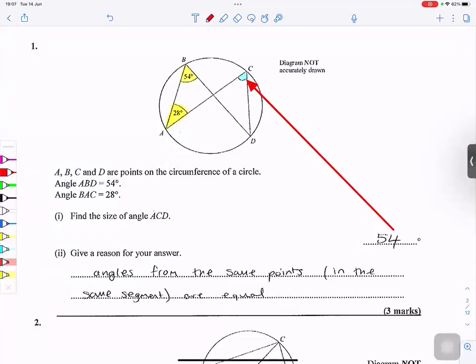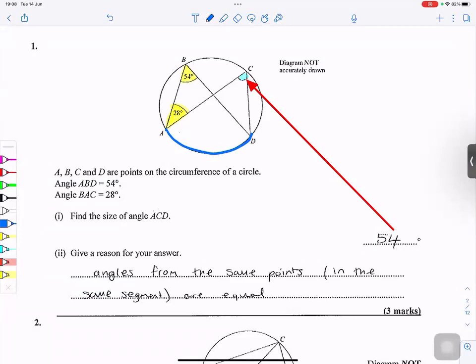And how do you know that? The angles at the circumference are equal to each other. Yes. The angle at the circumference, if you use that, the angles at the circumference are equal to each other. Correct. Go ahead. Thank you. So angles from the same point in the same segment are equal. That's another way to put it.